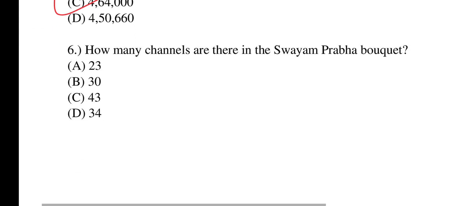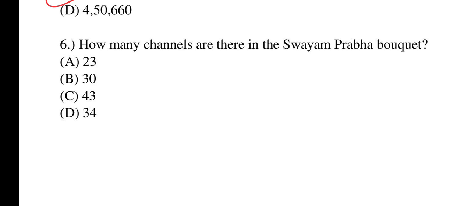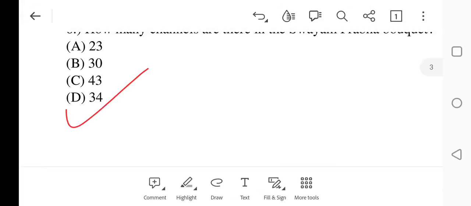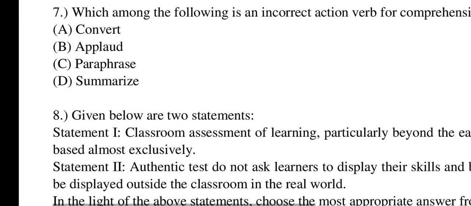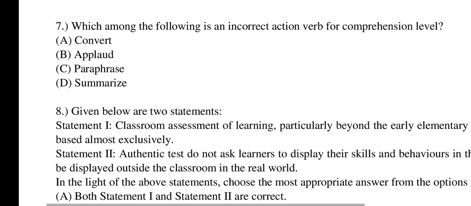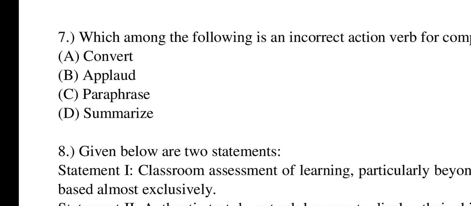Next, 6 says, how many channels are there in the Swayam Prabha bucket? 23, 30, 43, 34. So it will be 34. Okay, 34. 7 says, which among the following is an incorrect action verb for comprehension level? Convert, applaud, paraphrase, summarize. It will be applaud.